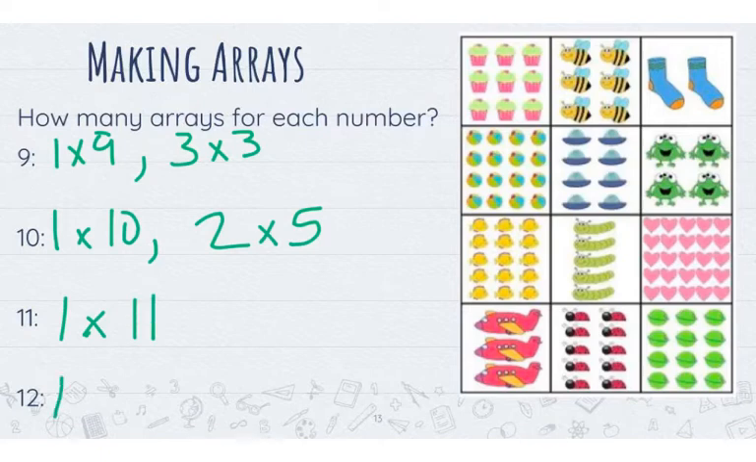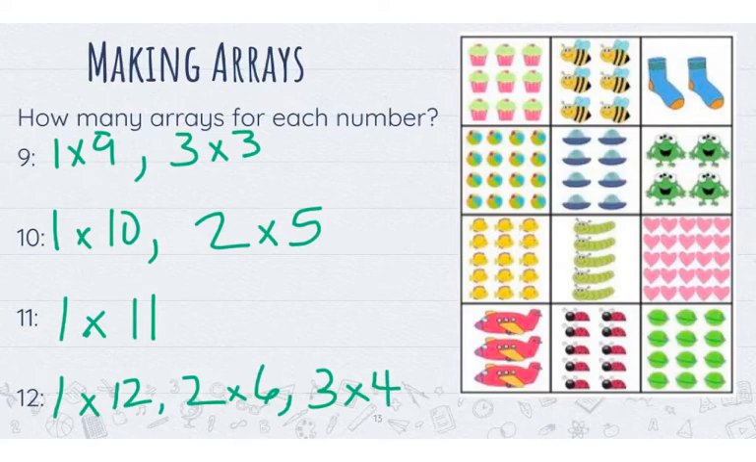For 12, we can have 1 by 12, 2 by 6, and 3 by 4. A lot of times it will help you to draw them out. So how many do we have for each number? For the number 9, we have 2. For the number 10, we have 2. For the number 11, we have 1. And for the number 12, we have 3. So the number 9 is a composite number because it has 2 or more. The number 10 is a composite number because it has 2 arrays.